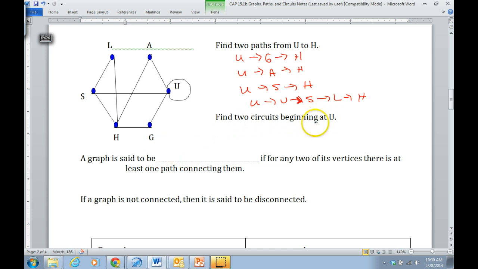Find two circuits beginning at U. So two circuits beginning at U. The easiest one there is what? U to U, using the loop. What's another circuit? U, G, H, A, and then U. That's a circuit. What's another one?